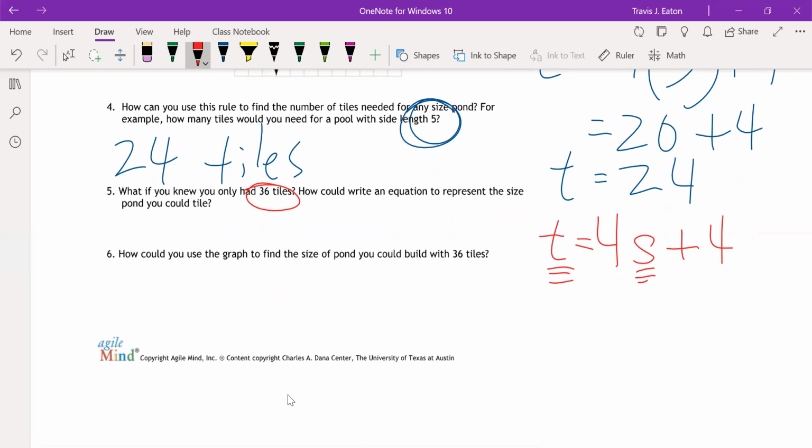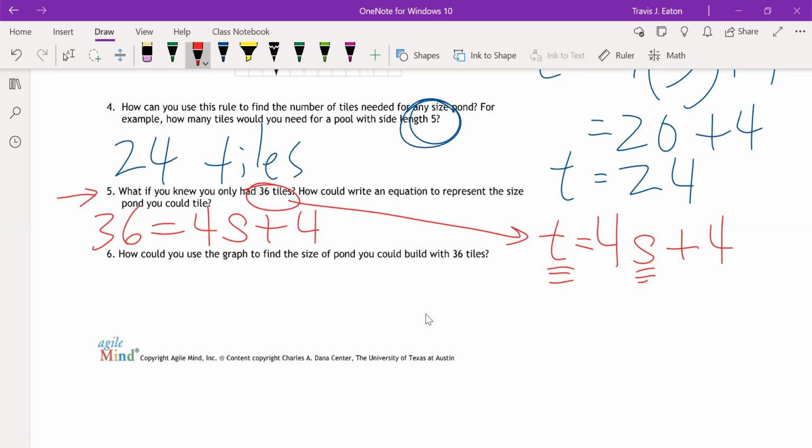Well, in question 5, it's asking us if you only had 36 tiles, how could you write an equation to represent that? Well, that seems pretty easy. You just replace the t with 36. So that would be 36 is equal to 4 multiplied by the number of sides plus 4 for the 4 corners. That's it. That's the equation. So how great is that?